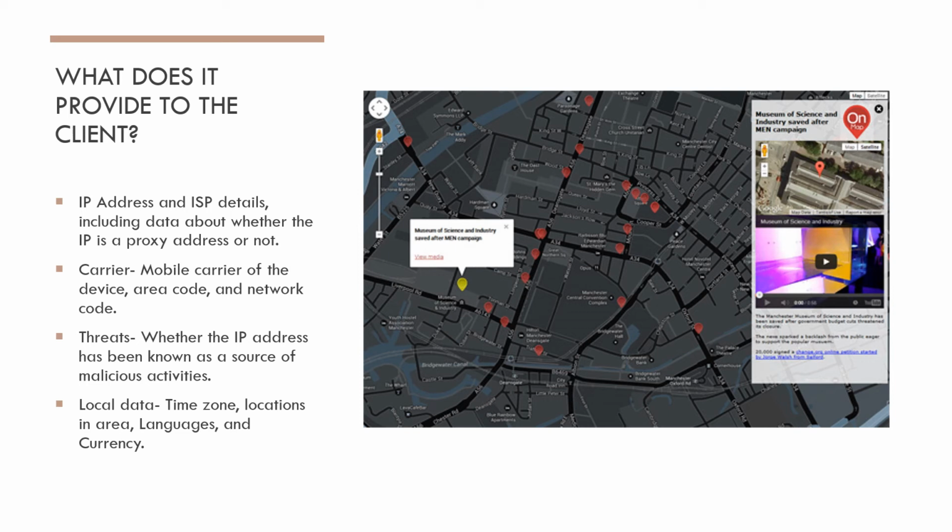Then there are threats, basically whether the IP address has been known as a source of malicious activities. It can report that, like, hey, such and such address is a source of all these malicious activities. You should be careful. And then it can provide the local data, which is the time zone, as I said before, locations in the area like stores, public places, or maybe public service options, as well as what language is used in the area and the currency.